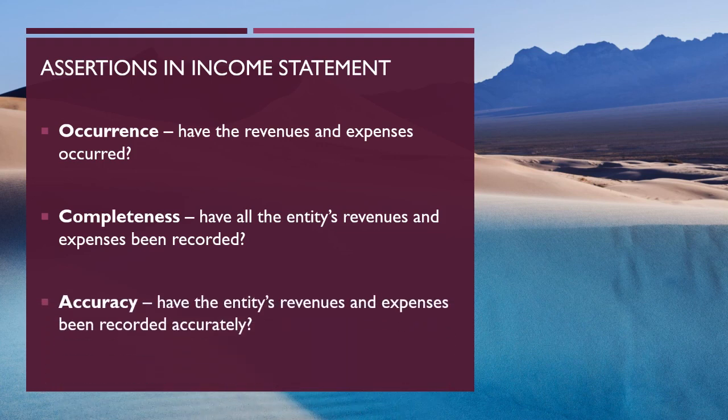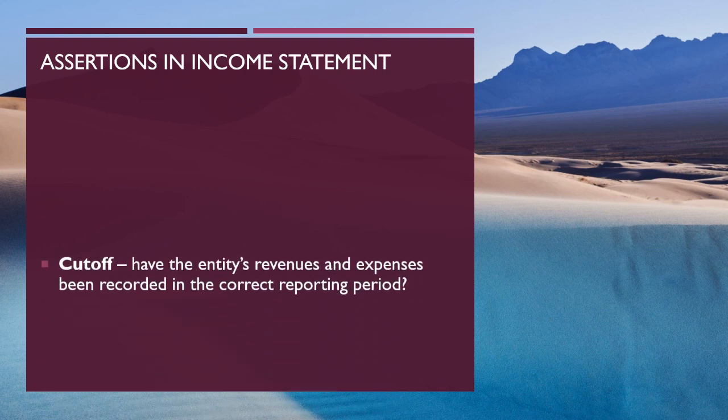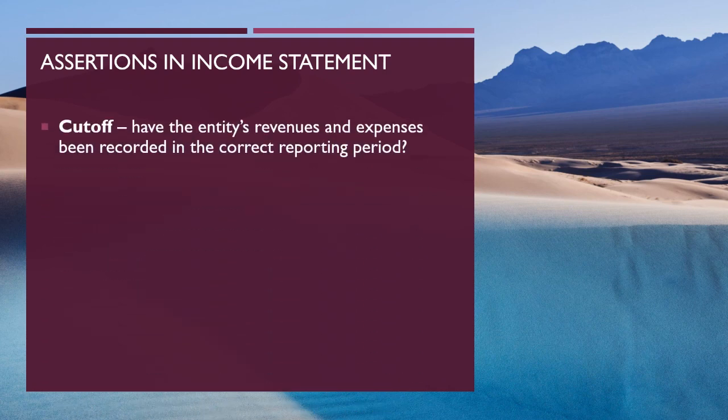Accuracy: have the entity's revenues and expenses been recorded accurately? For example, recalculating interest expense using determined rates. Continued with assertions in income statement. Cutoff: have the entity's revenues and expenses been recorded in the correct reporting period? For example, inspecting shipping documents to verify the date.